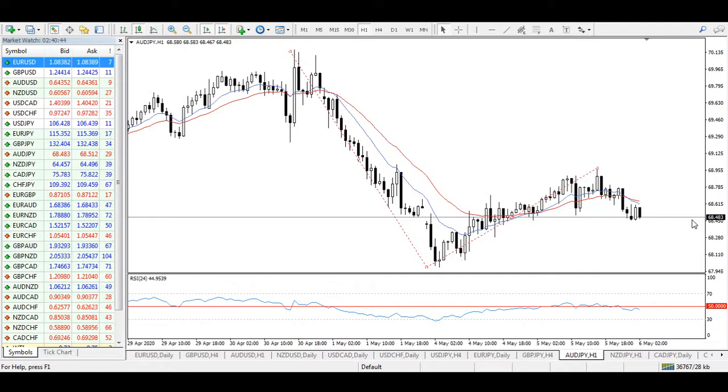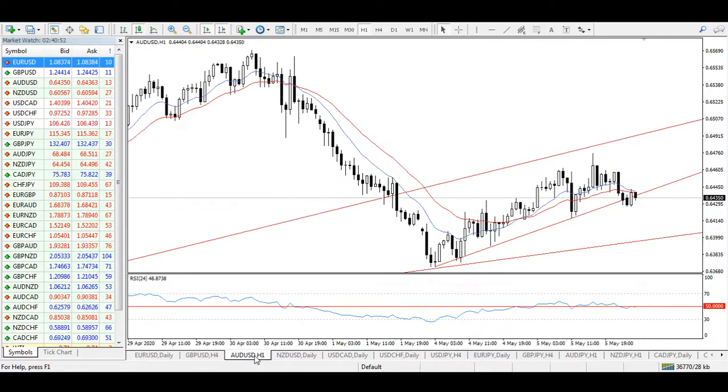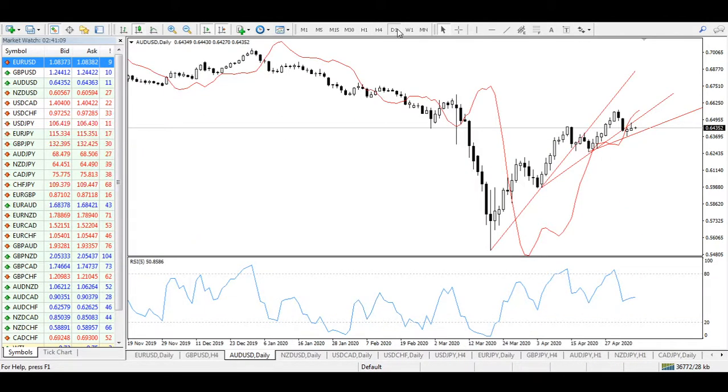So let's look at the major pairs, AUD/USD and USD/JPY, to understand why I sold AUD/JPY. Okay, we are right now on Australian dollar versus US dollar, and the uptrend in the Australian dollar is slowing down.